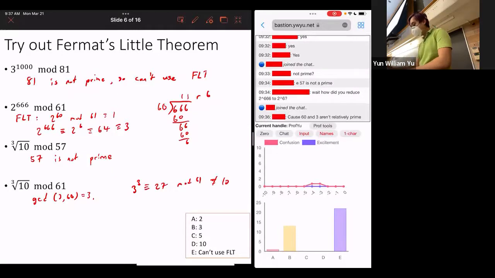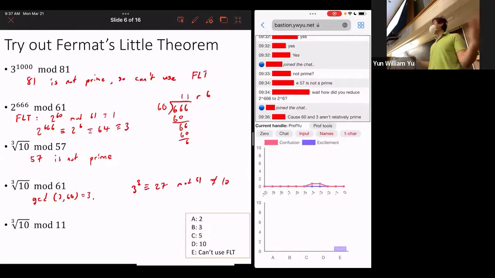Okay, one last one. What about the cube root of 10 mod 11? So hopefully by now you recognize that 11 is prime. For anyone who is writing down an answer, I strongly suggest that you plug it back in and see if your answer is right.